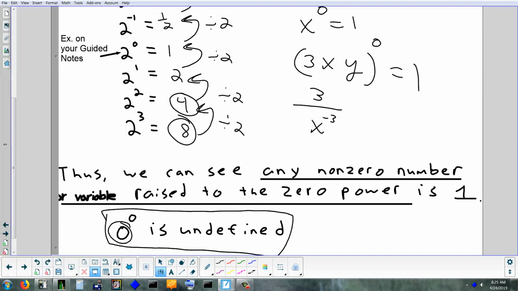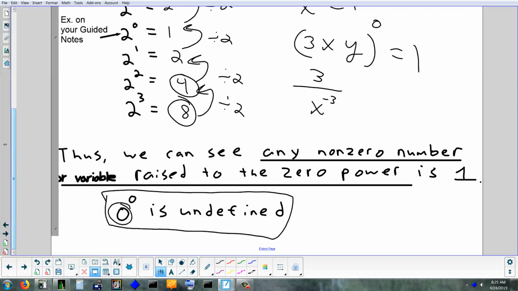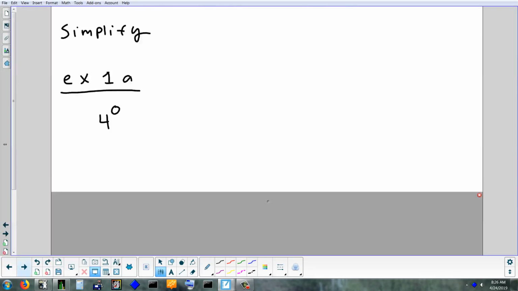Remember, even if it's a variable or a letter to the 0 power, it's still going to be 1. So that rule works just like every rule we've talked about this week. It works for a letter or a number as the base. All right, so let's look at this. 4 to the 0 power. 1. It's going to be 1. Don't even have to think about it. Make sure you get that example in your notes too.